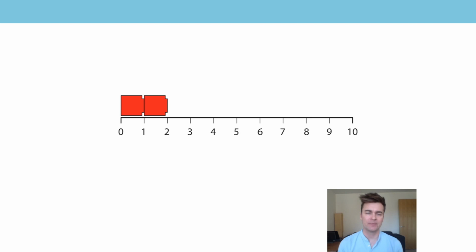2. Now we can talk about that space between 0 and 2, the length of those blocks, with the language of subtraction, and we can represent it with a subtraction equation. 2 subtract 0 is equal to 2. The number 2 is showing us the difference between 0 and 2, the length of the blocks.